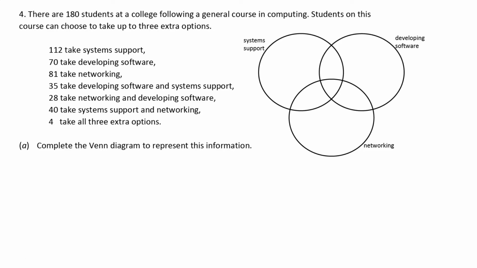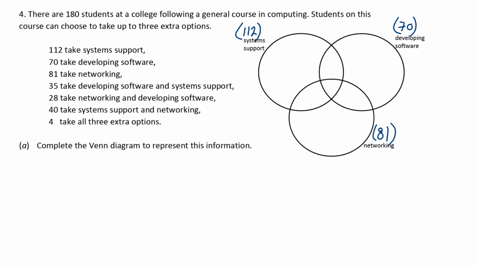So the first thing I'm going to do is look at the ones where they give us just sort of the core details, like there are 112 that take system support. So I'll go ahead and write that in, put that on my graph so I can keep track of it. 70 take developing software, so there's 70 end up there. 81 take networking, 81 with networking.